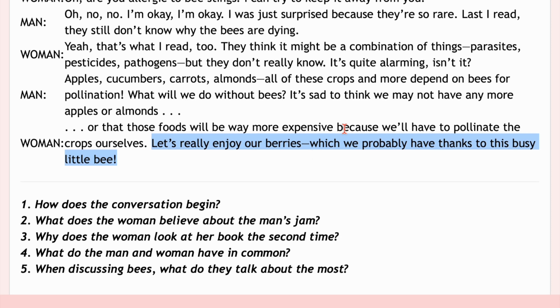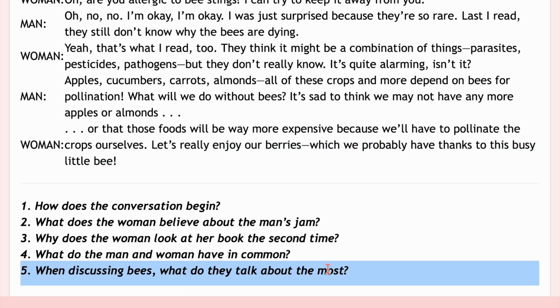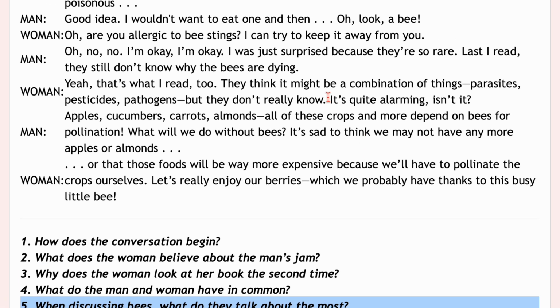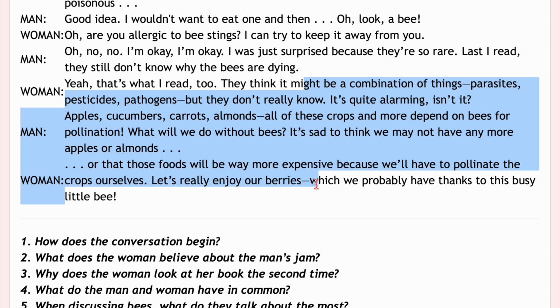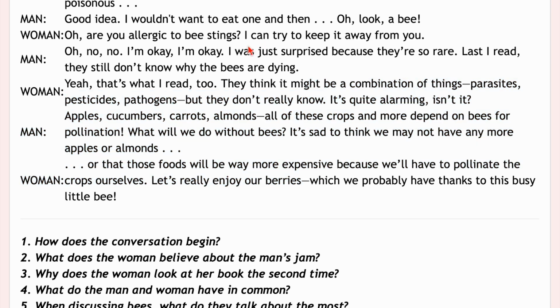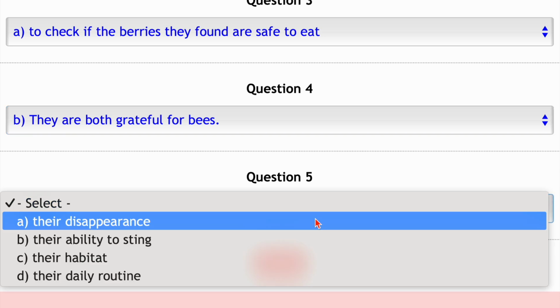And question 5, when discussing bees, what do they talk about the most? Well, they talk about bees growing foods. Over here, they talk about bees disappearing. Still don't know why bees are dying. And they are concerned about that. But let's see what the choices are.